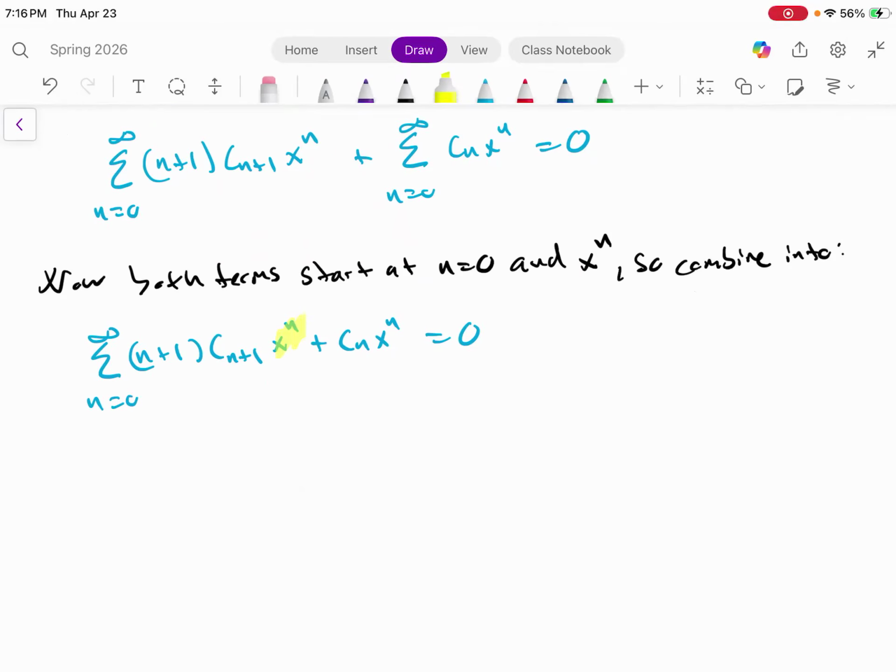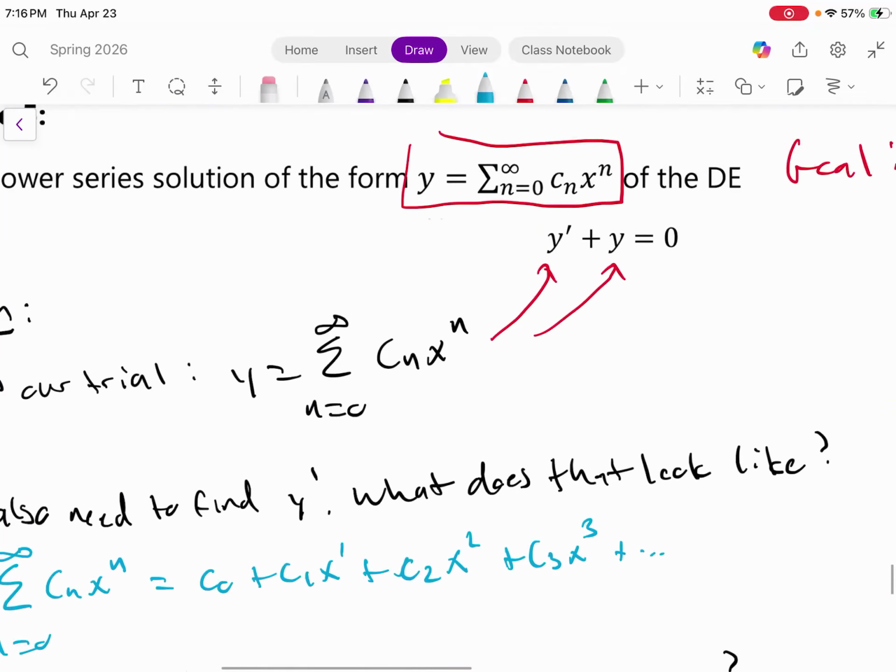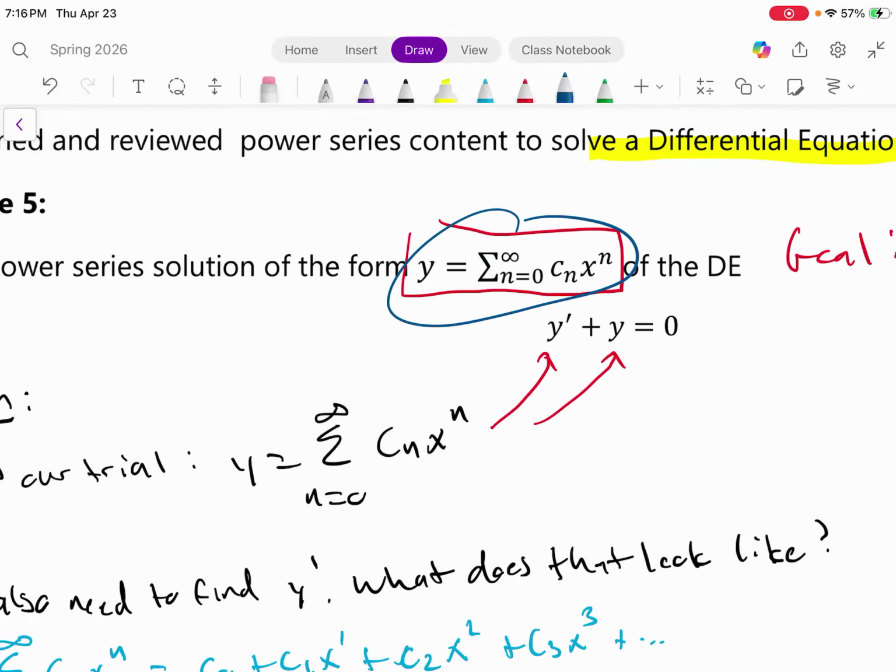And they even have x to the n we can factor out, so we could write this as n plus 1, c sub n plus 1 plus c sub n, put some brackets here, x to the n equals 0. Okay, so we want a power series solution that looks like this, right? So what we need to do is figure out what exactly this c sub n is. We have x to the n already, but we want to figure out what the general coefficient terms would be.